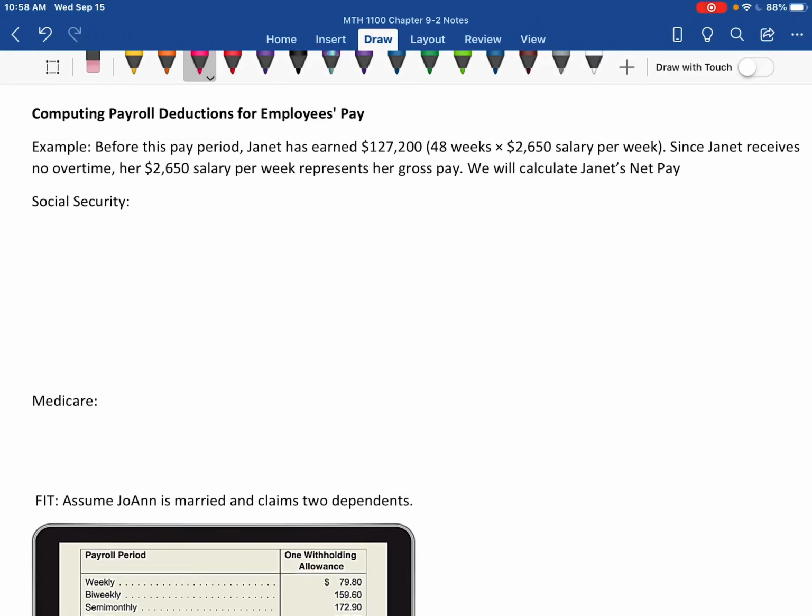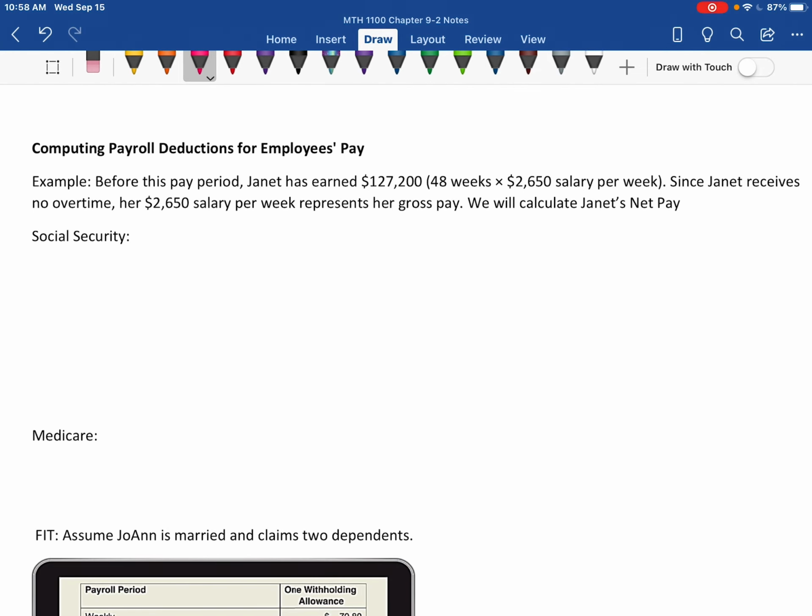In this section, 9-2, we're going to talk about finding employees' net pay. So net pay is when you take your gross pay and you subtract off your deductions. And then after you subtract off your deductions, what's left is your net pay. The three major deductions that we're going to talk about in this lesson are Social Security, Medicare, and the FIT, which is the federal income tax.